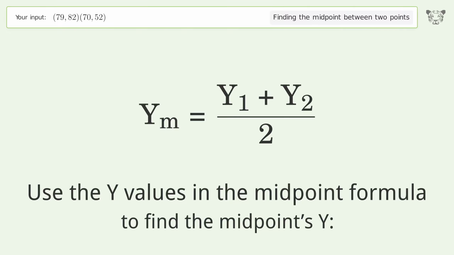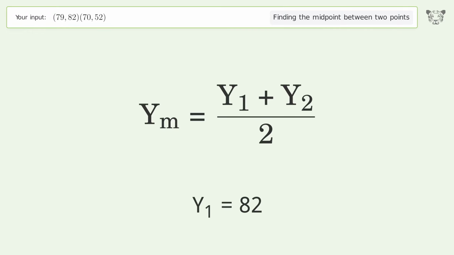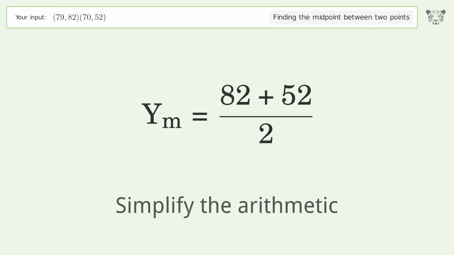Use the y values in the midpoint formula to find the midpoint's y. y1 equals 82. y2 equals 52. Simplify the arithmetic.